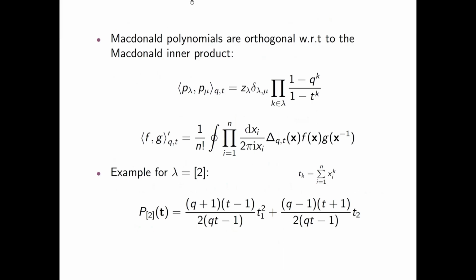Let's skip this orthogonality discussion. Just as an example, here's how a Macdonald polynomial looks in terms of these t variables. If I put q equal to t, then all these cancel over here. The denominator and the numerator exactly cancel, and we go back exactly to the Schur polynomials. So in that sense, it is a deformation of Schur polynomials.